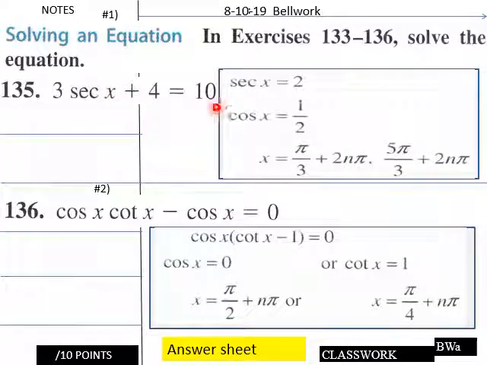And then up here for this one, we can get secant x equals 2. How? Because we're going to subtract the 4 from 10, we get 6, and then we divide 6 by 3, we get 2. So secant x equals 2. And then when we flip this, when we take the reciprocal, we get cosine x equals 1/2. In this situation, we'll get x equals pi over 3 plus 2n pi, or we'll get 5 pi over 3 plus 2n pi. So these are your two solutions here for that.